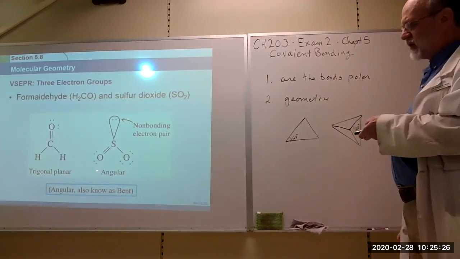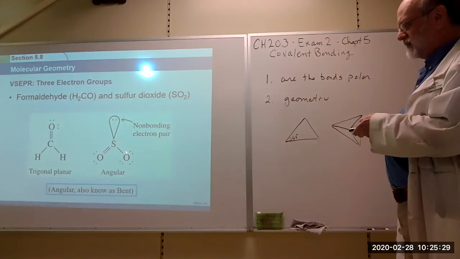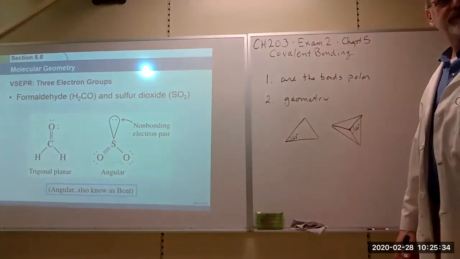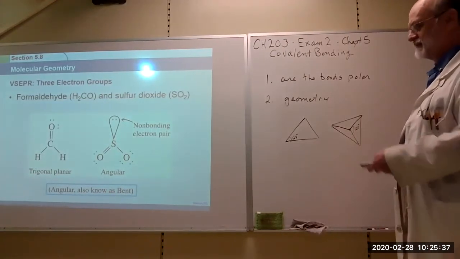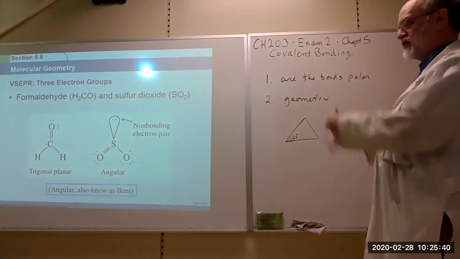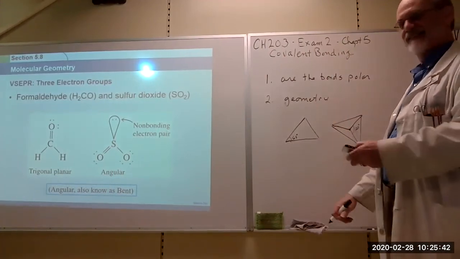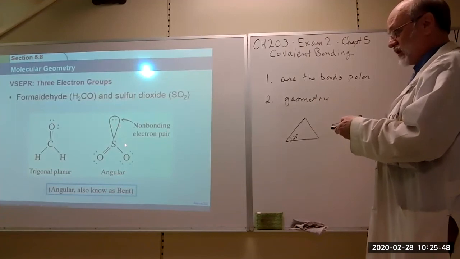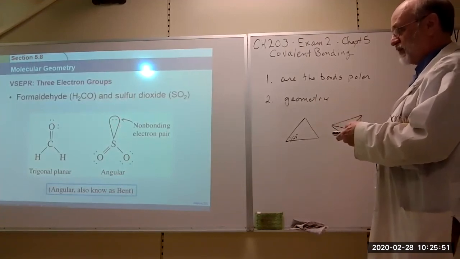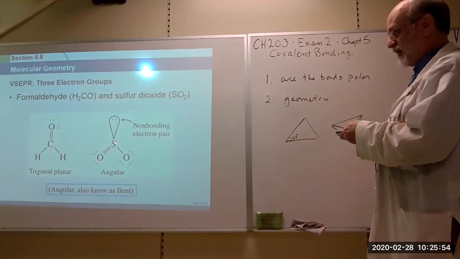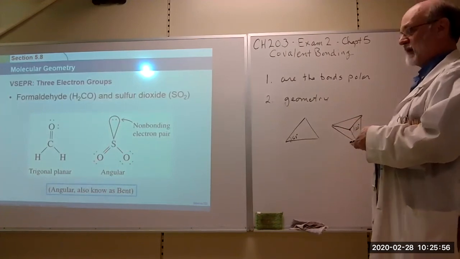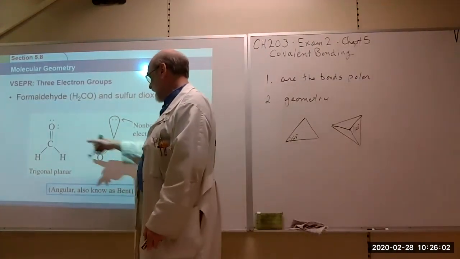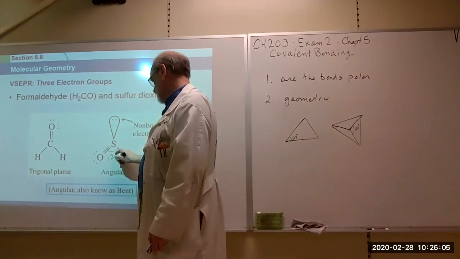Okay, the authors here like to call this angular. I like bent. Bent's more descriptive. Angular could be anything. Bent means that it used to be straight, we just get like that. The electronic structure here is trigonal planar, right? But if you cover this one up, then you're left with bent. Now, what would be the bond angle? Well, theoretically, this bond angle would be like that one, 120.